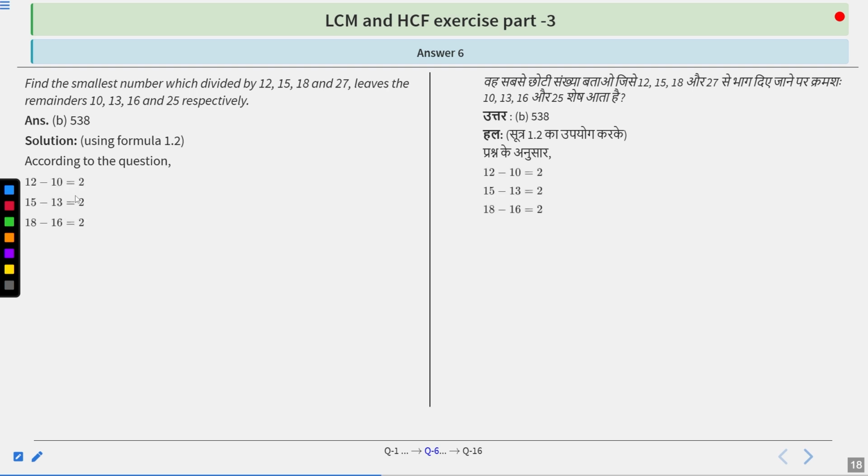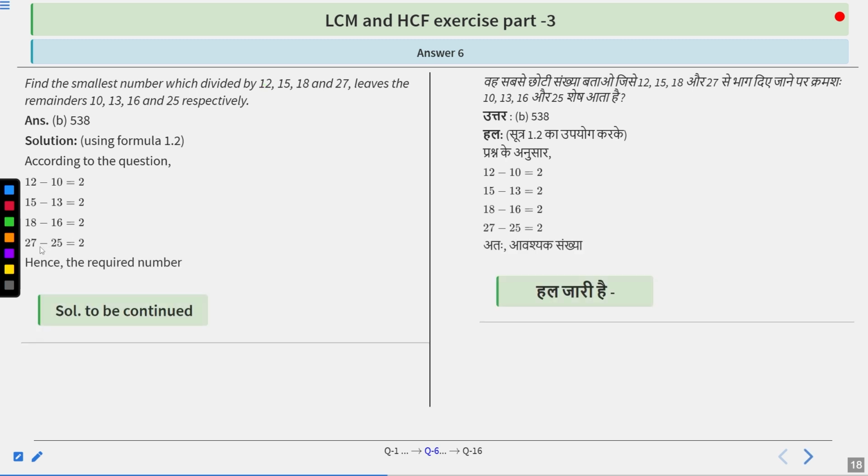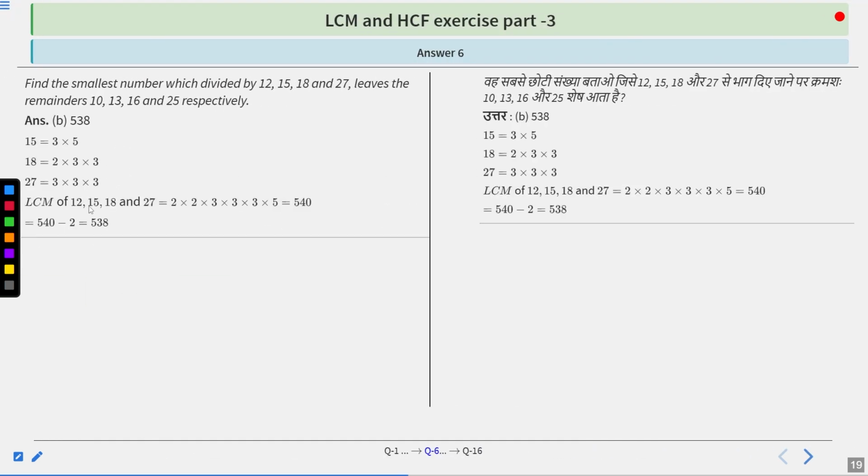Now, according to the question, the difference of 12 and 10, 15 and 13, 18 and 16, 27 and 25 is always the same, that is 2. So using formula 1.2, the number is LCM minus remainder. For the LCM of 12, 15, 18, and 27, we are going to use the prime factorization method. So from the prime factorization method, the LCM is 2 into 2 into 3 into 3 into 3 into 5, that is 540. So the number is equal to 540 minus 2, that is 538. Option B is the correct answer.